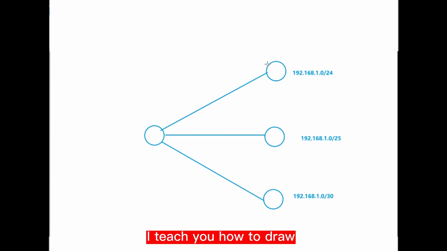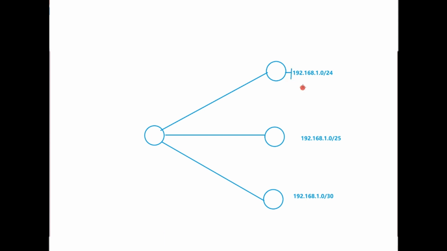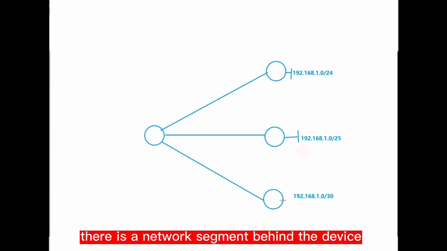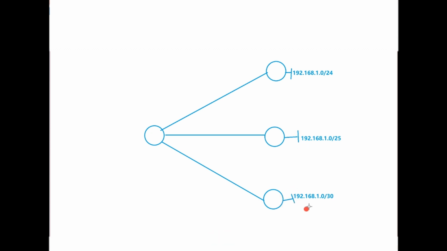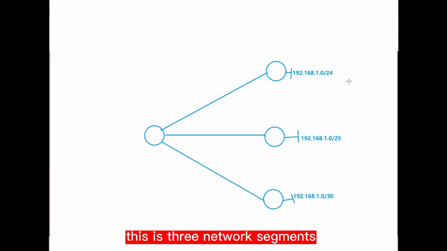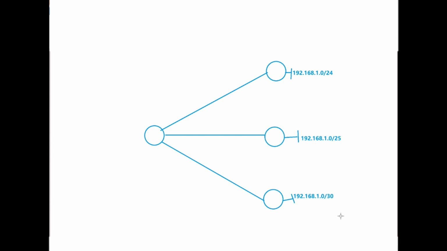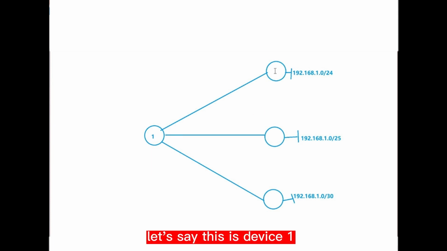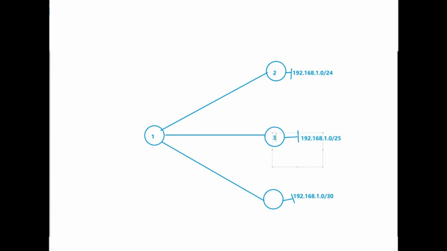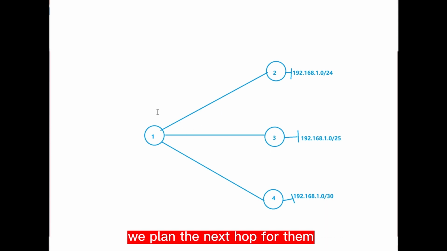I'll teach you how to draw. Draw a line here. Add an arrow here. This means that there is a network segment behind the device. Okay, this is 3 network segments. You will find their 192.168.1.0 place is coincident. Let's say this is device 1, this is device 2, device 3, and device 4 below. We plan the next hop for them.